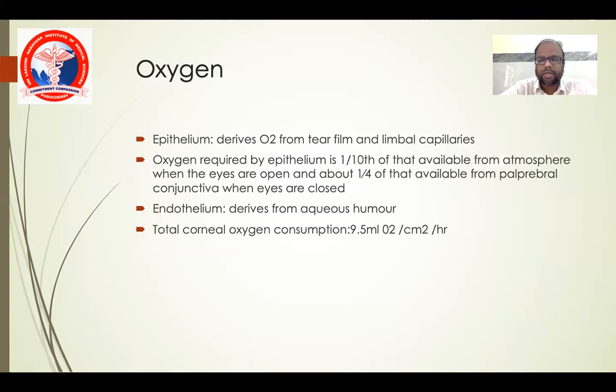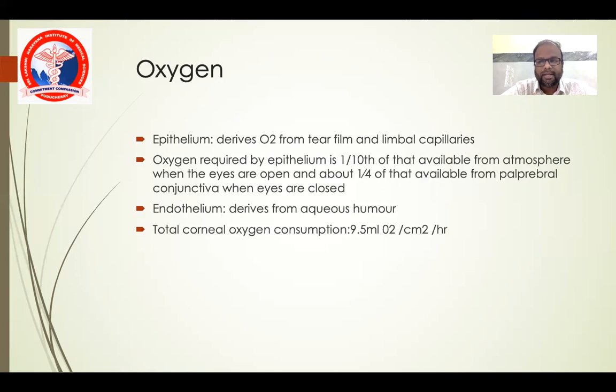Coming to each nutrient individually. Coming to oxygen, oxygen for the epithelium is derived from the tear film and the limbal capillaries. As we have discussed in anatomy itself, regarding the blood supply of the cornea, there is a perilimbal arcade, and the perilimbal vessels penetrate into the corneal periphery for a distance of about 1 millimeter. So it is from these perilimbal vessels that the oxygen diffuses. Also, from the tear film directly, the oxygen diffuses.